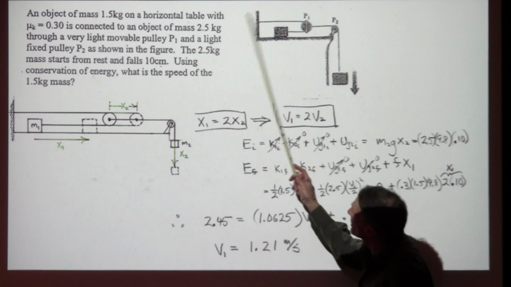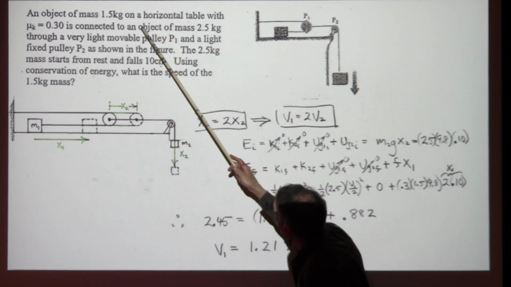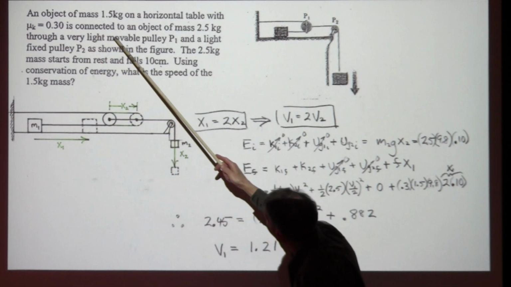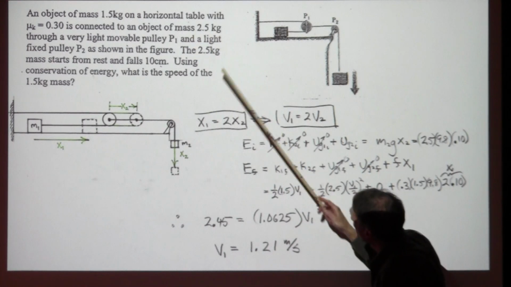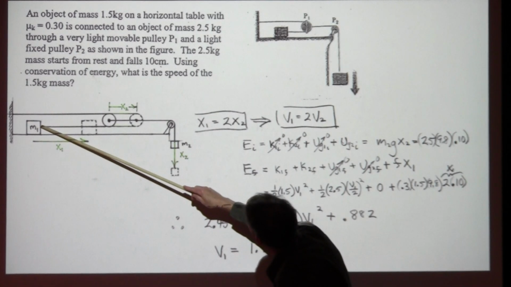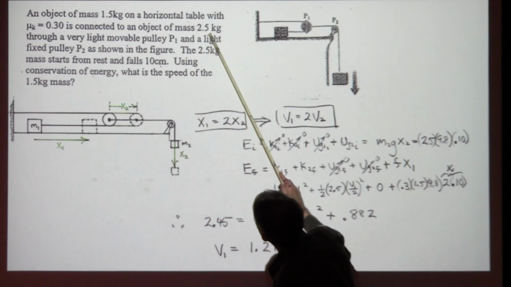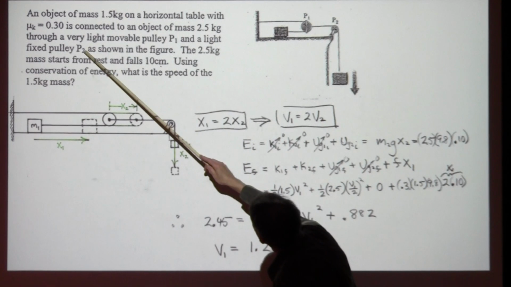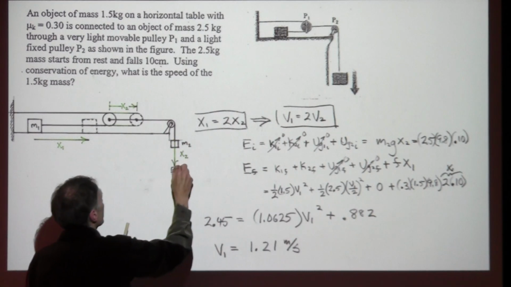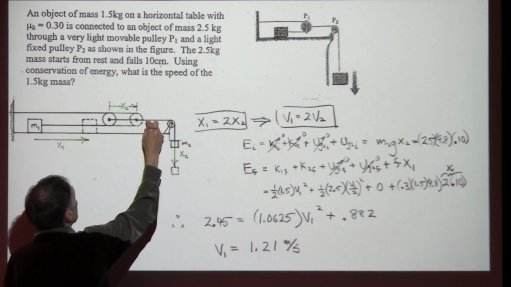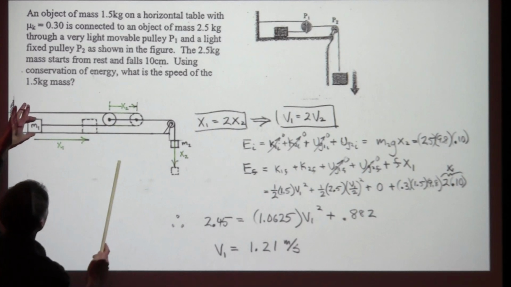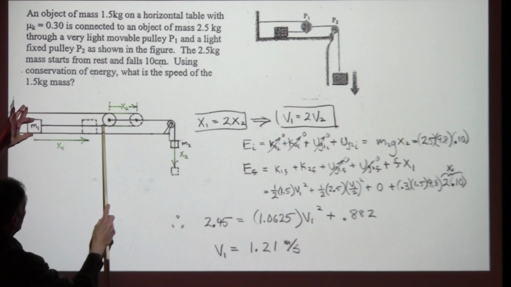Blast through. Okay, we have an object of mass 1.5 kilograms on the table with a coefficient of kinetic friction 0.3. It's connected to an object of 2.5 kilograms on this side, through a very light movable pulley. So this is the 1.5 kilogram on the table. Now this cord here is attached to this one. It comes over here. Now my picture's looking a little bit off, I mean this to be when this is here, this guy is, let's say, here.